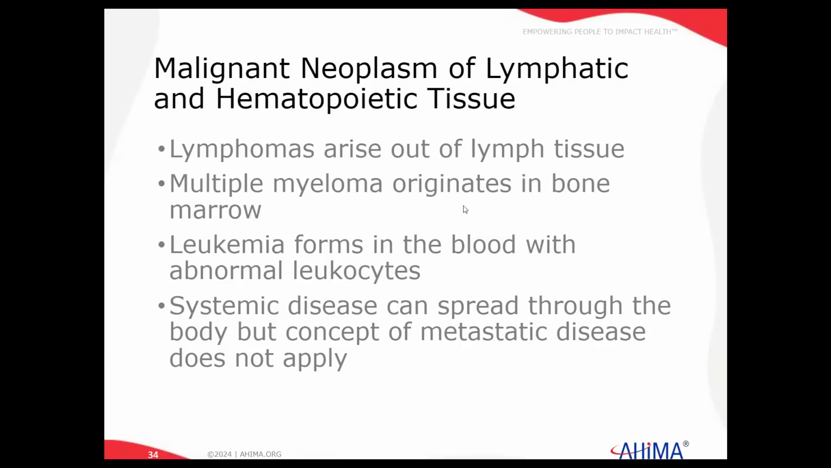All these conditions are considered systemic, right? We might have it on one or both sides of the diaphragm, but there's lymph cells throughout the body, so it's considered a systemic disease. So we don't talk about these or classify these in terms of metastases in the same way that we do other cancers.